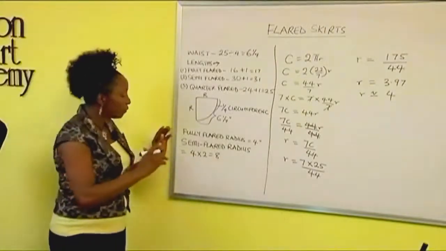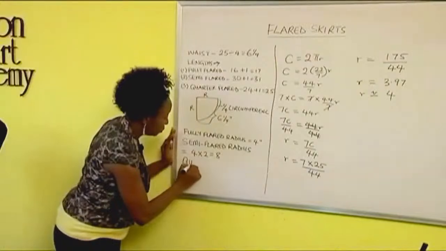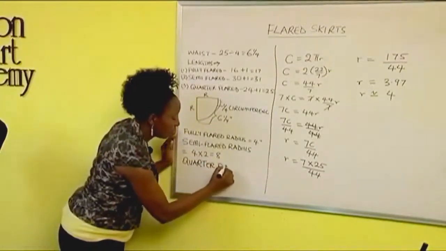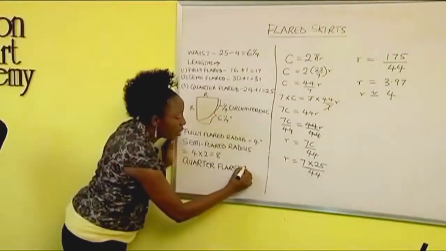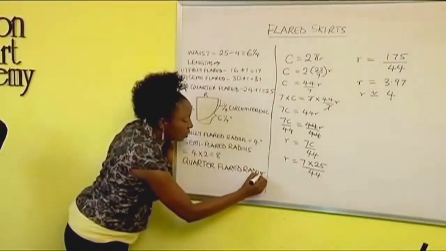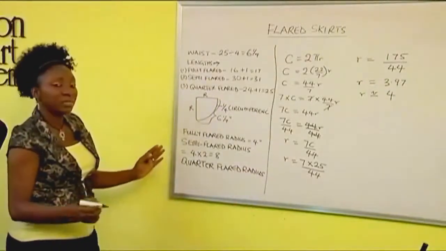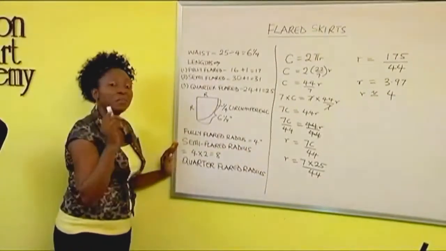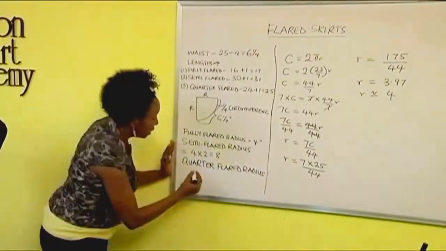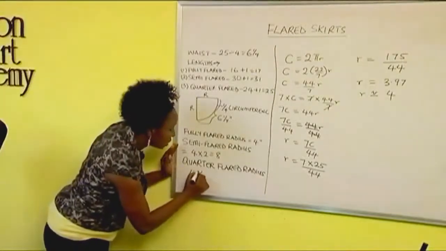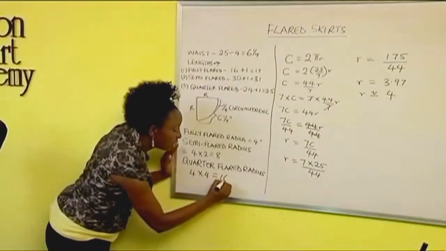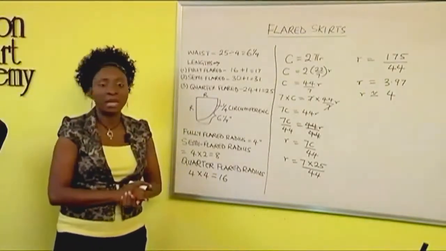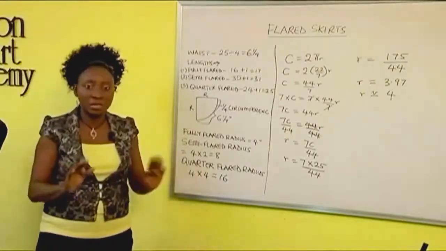Now let's look at our quarter flared. For our quarter flared radius, I'm sure you can guess what we're going to do because it's a quarter. We're going to take this same fully flared radius we have here and multiply it by 4. That would be 4 inches times 4, and that will give us 16 inches. Now, I would not fold my fabric at all. I will use it as single ply, just like that.